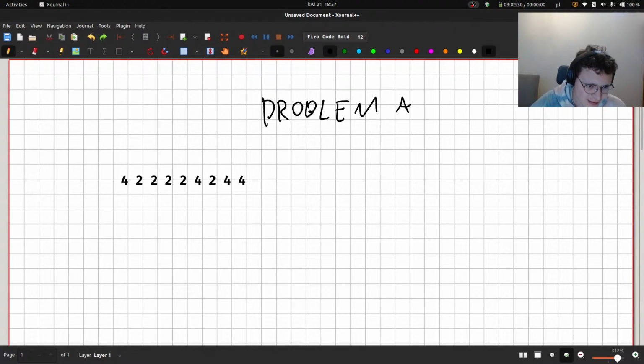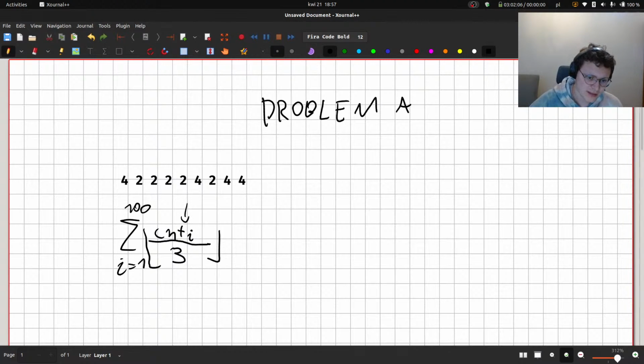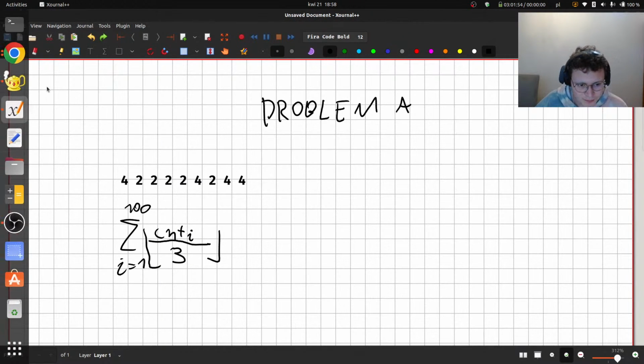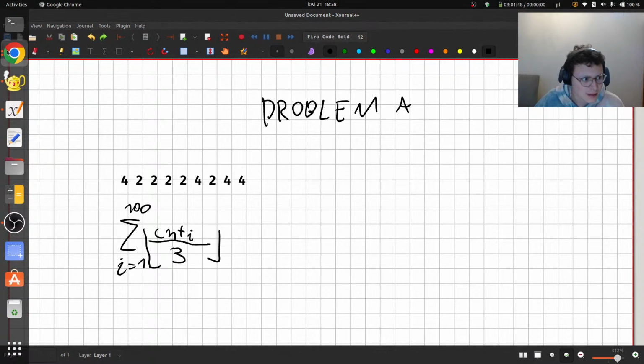So we can count, for each length of stick, how many times this length appears, and our answer will be the sum over all possible values i of the count of sticks of length i divided by 3, taking the floor of that. Right, so this means how many triangles with side of length i we can create. Yeah, I hope everyone understands. It was an easy problem. Basically, the only observation is that we only want to create triangles. Okay.